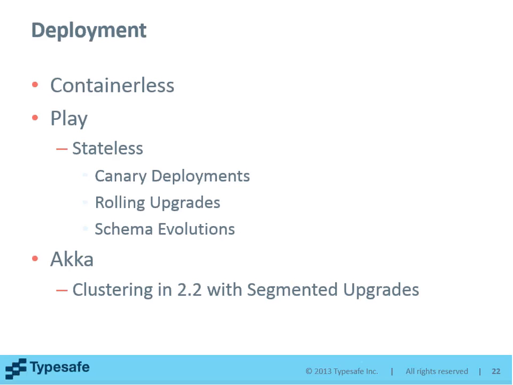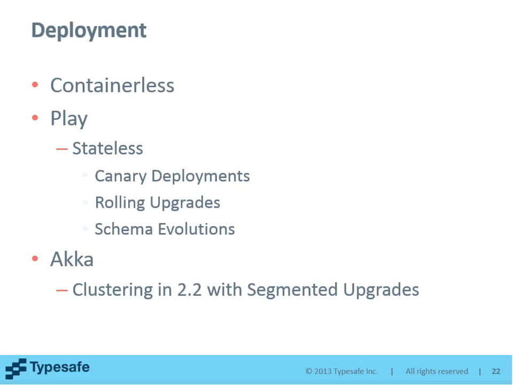For deployment, we take a bit of a different route with Play than you may be used to. We use a containerless deployment model. The reason for that is that it really supports the continuous delivery model that most people are moving towards. What that means is that to actually run your Play application in production, you don't have to deploy into a container and deal with that whole cumbersome process.